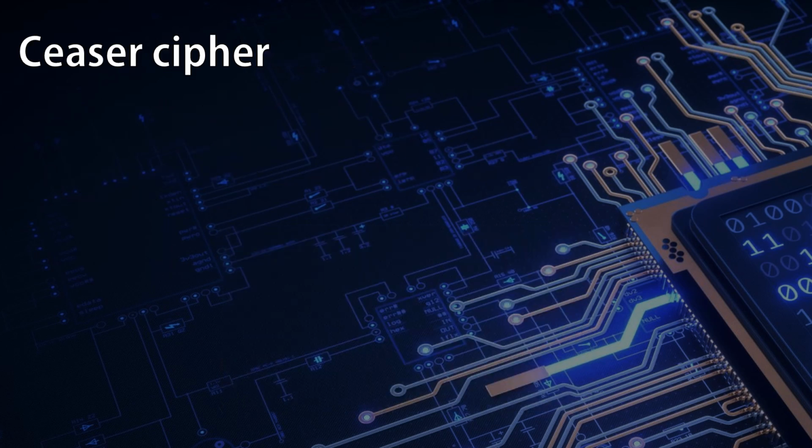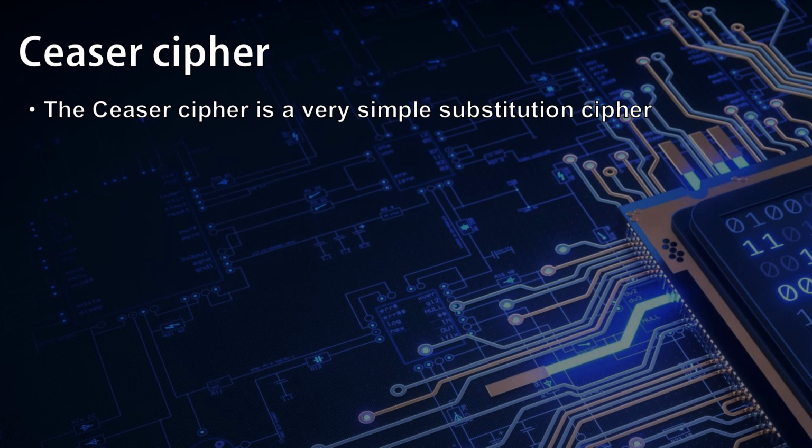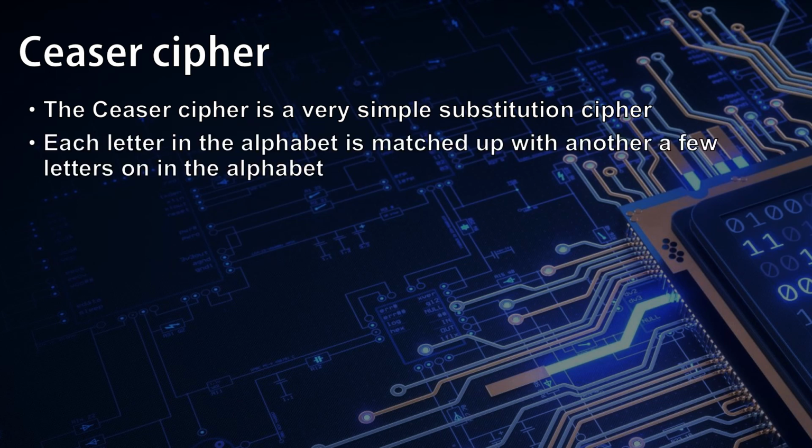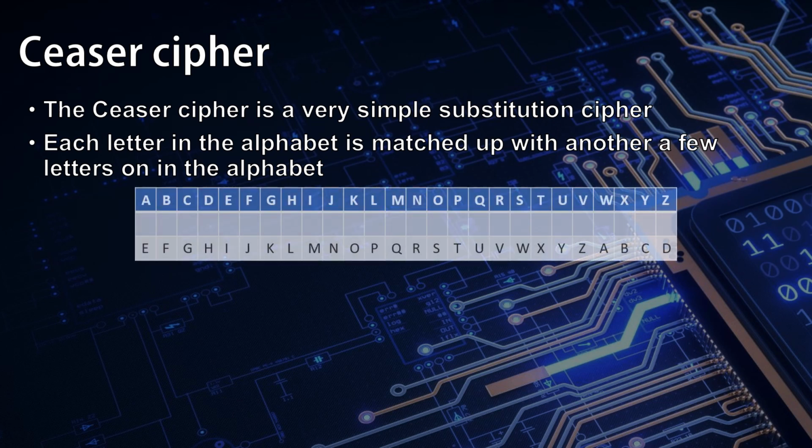The Caesar cipher is a very simple substitution cipher. Each letter in the alphabet is matched up with another a few letters on in the alphabet. Just like you can see here in this example grid, A is matched up with E, B with F, C with G, and so on. When we run out of letters, we wrap back round to the start of the alphabet. So W is A, X is B, Y is C, and Z is D.